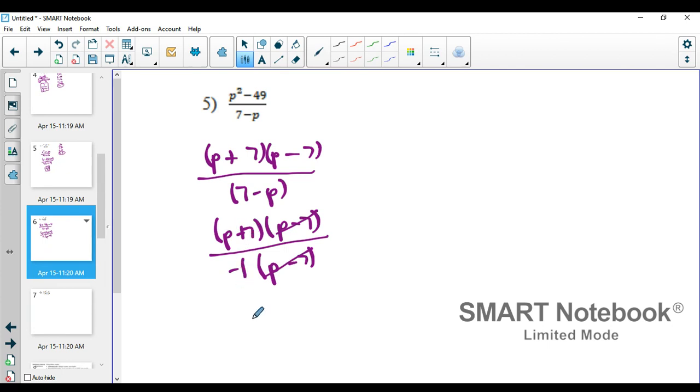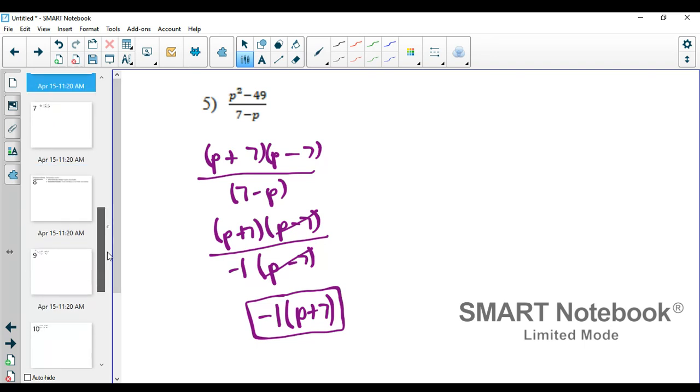And if we want, we could rewrite this, because a negative 1 in the denominator makes it more difficult. So if you have a negative 1 left in the denominator, you can essentially make it this, because multiplying by negative 1 and dividing by negative 1 are going to be the same operation and give you the same answer in this case. So we're going to write it in the simpler form of negative 1 times p plus 7.